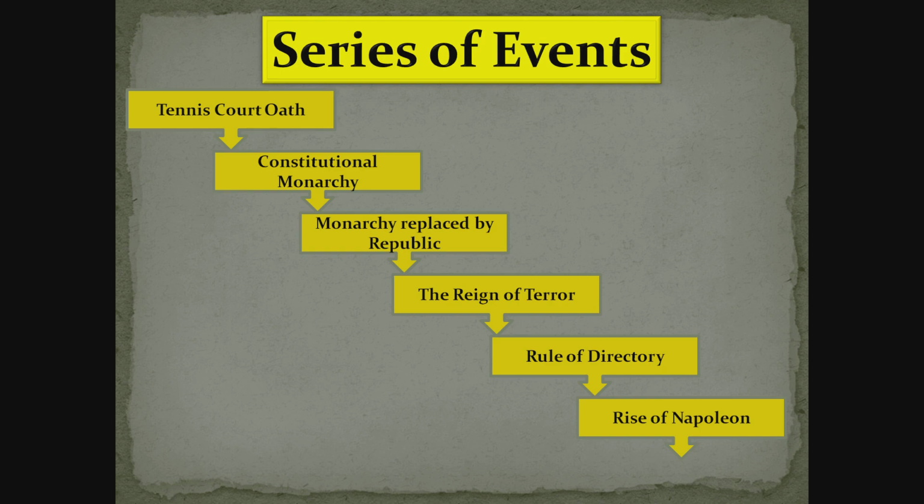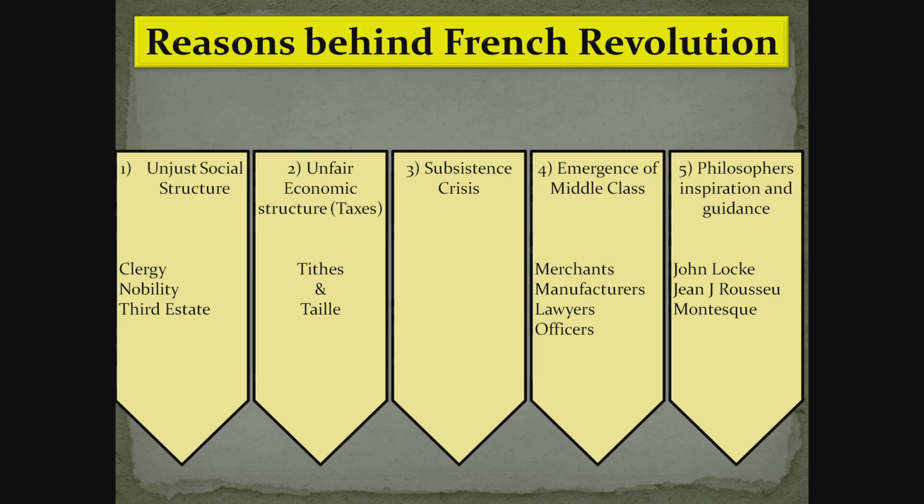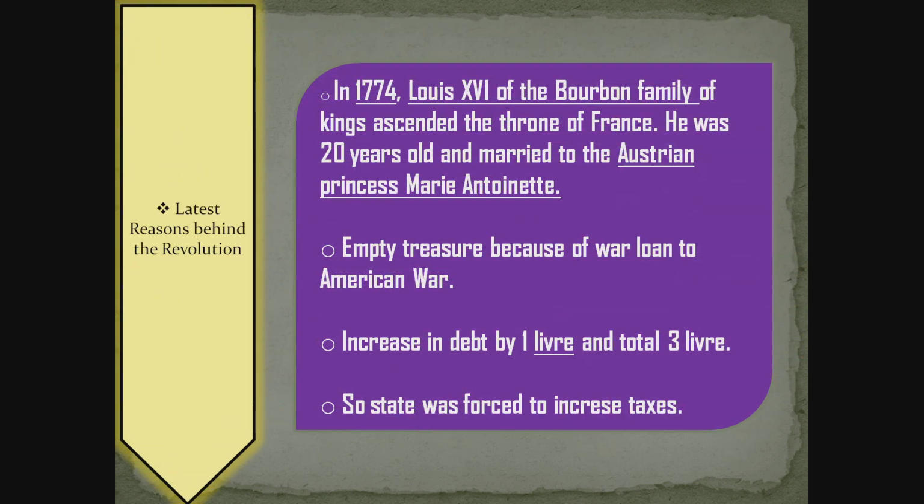This is the series of events, and here we are going to start the first part of the lesson. In the first part, we are going to discuss the reasons behind the French Revolution. What were the reasons behind it? That we will see first. Basically, there are five reasons behind the revolution, and we are definitely going to discuss each and every topic. For your record and understanding, you can see these five steps. These were five reasons why the French Revolution took place. But not only these five: what was the latest condition, the apex point when the French Revolution took place, that we will see first.